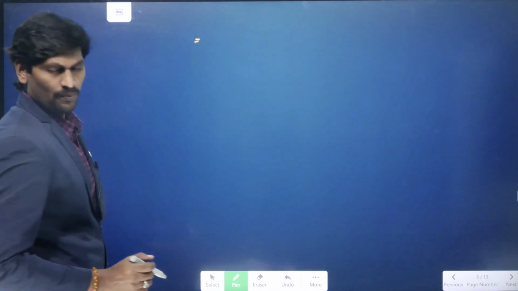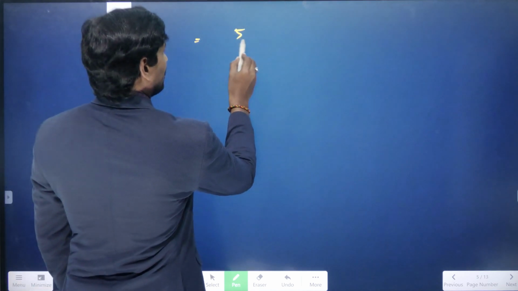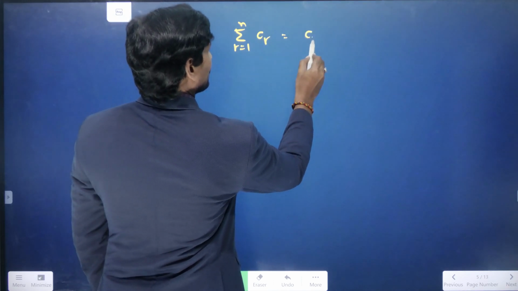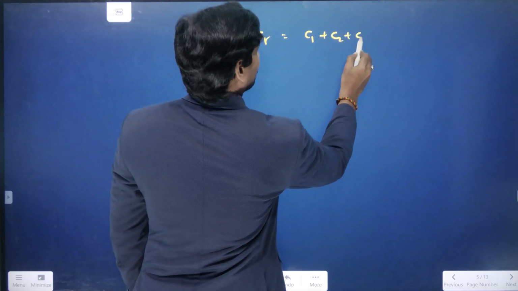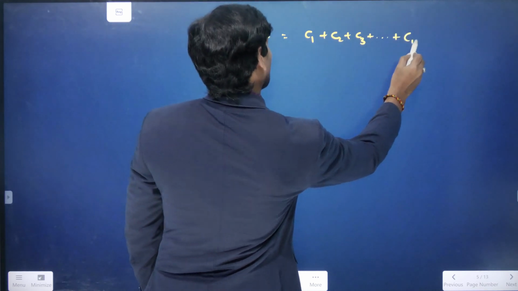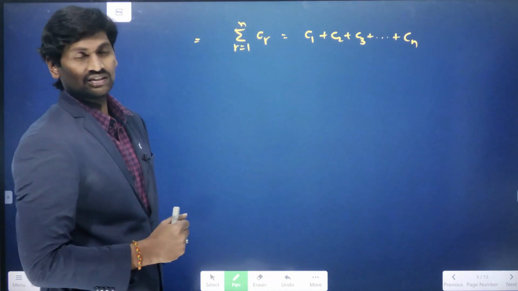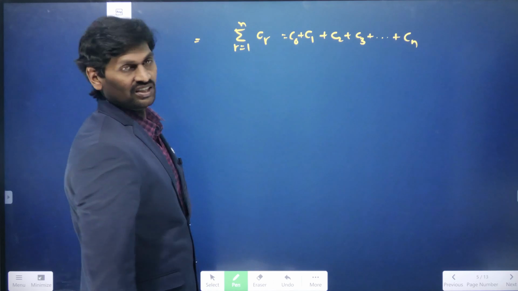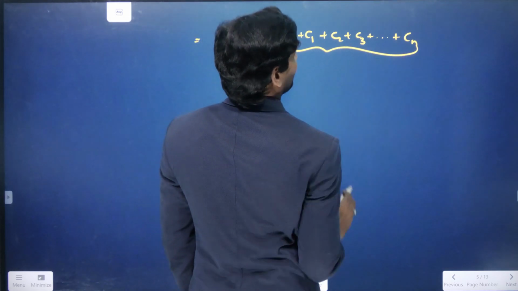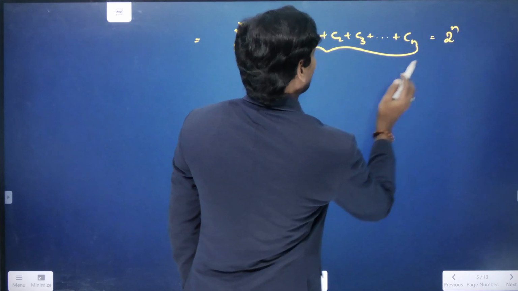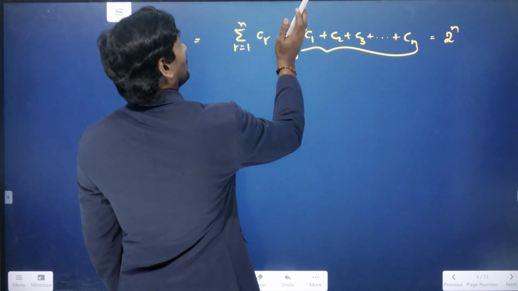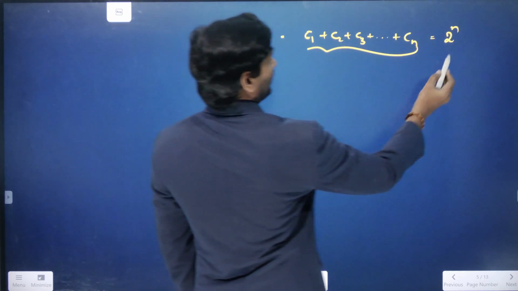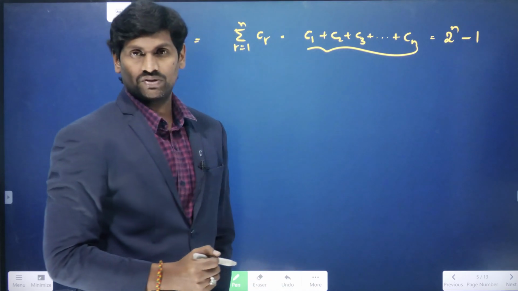Right, that equals sigma r equals 1 to n Cr, we can write as C1 plus C2, C3 and so on plus Cn. Am I right? We are writing it like this. But we know that C0 plus C1 plus C2 and so on up to Cn is equal to 2 power n. But here we don't have C0. C0 value is nothing but 1. So that 1 we can transpose here as minus 1. 2 power n minus 1 will come.